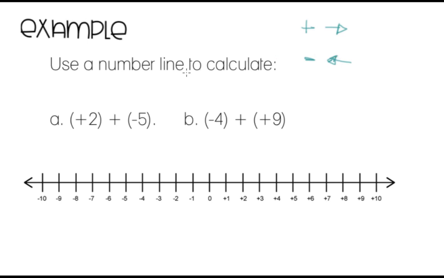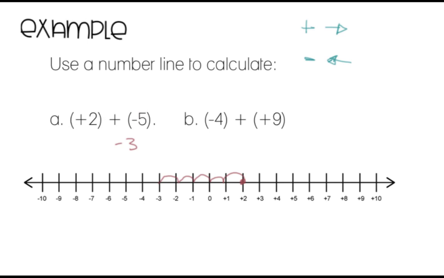So let's start with positive 2. So we'll pop that on our number line down at positive 2 plus negative 5. So negative 5 tells us we're moving to the left 5 places. So 1, 2, 3, 4, 5. So our answer for positive 2 plus negative 5 is negative 3.